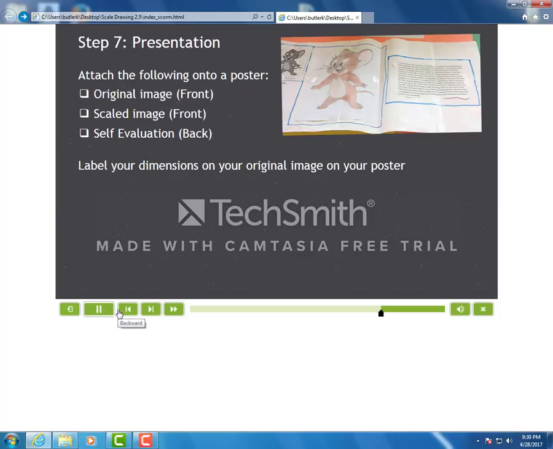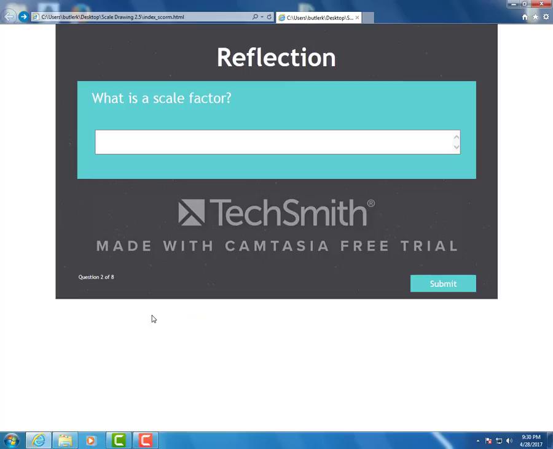Next is the presentation part of it, so attaching it to a piece of poster paper, making it look nice. And then finally it goes through and it has a reflection for students to answer. So they have to answer what is scale factor. What was their scale factor? Where scale drawings are used in everyday life, which examples were given previously. What they learned about scale or scale factor.